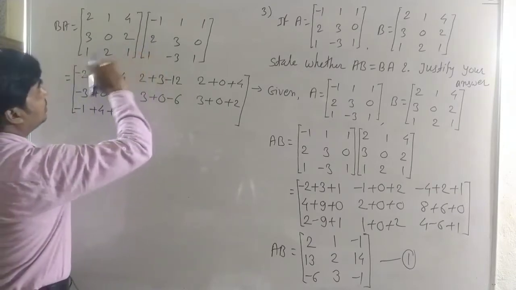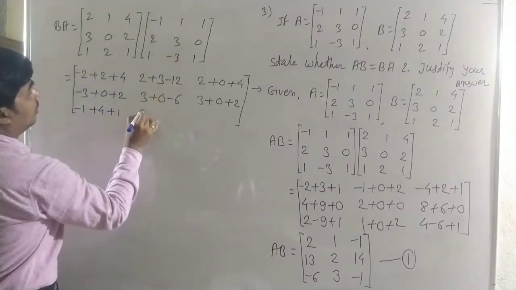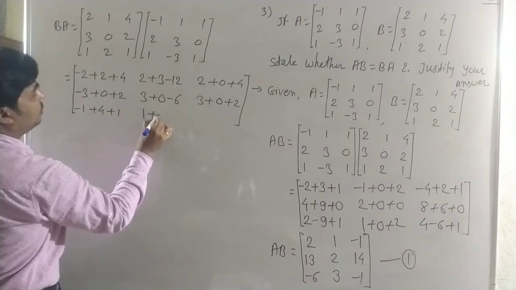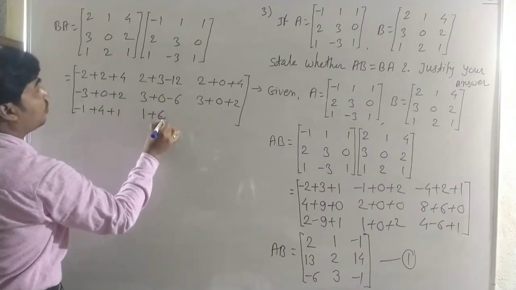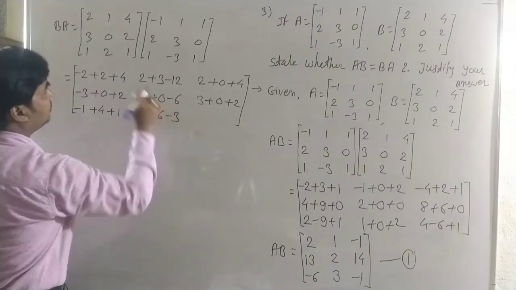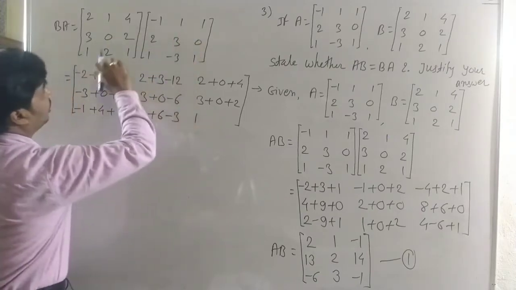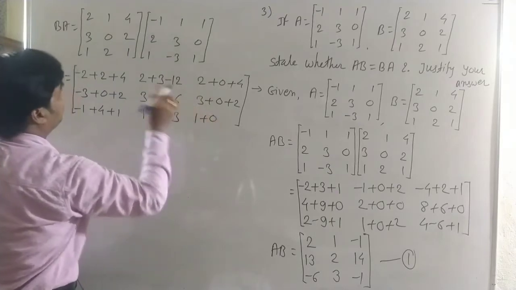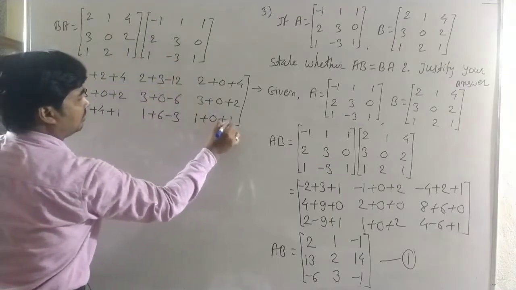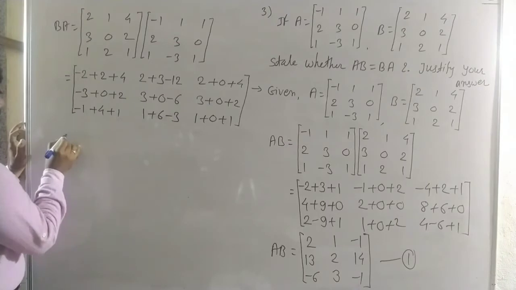Then, third row, second column. 1 into 1, 1. Plus 2 into 3, 6. And plus 1 into minus 3, it is a minus 3. 1 into this minus 3. 1 into 1, 1. 2 into 0, it is a 0. And 1 into 1, it is a plus 1. Okay. And now we take the addition.